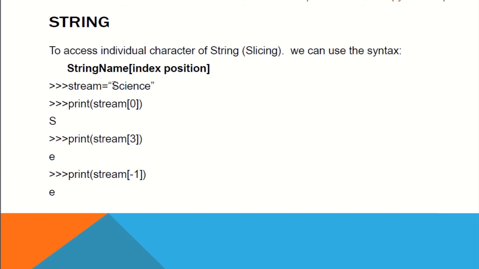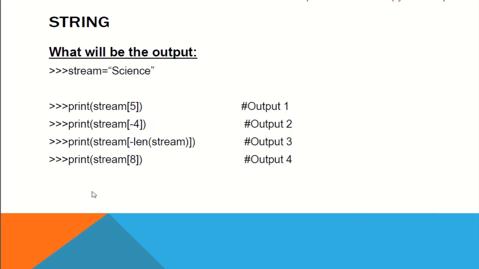In index 3, what is stored? S is 0, C is 1, I is 2, E is 3. So E will be displayed. Next, print string[-1]. So -1 means backward indexing. The last one is E, so E will be displayed. So what will be the output now? See, string[5]. So index 0, 1, 2, 3, 4, 5. So C will be printed. For -4: -1, -2, -3, -4. E will be printed.